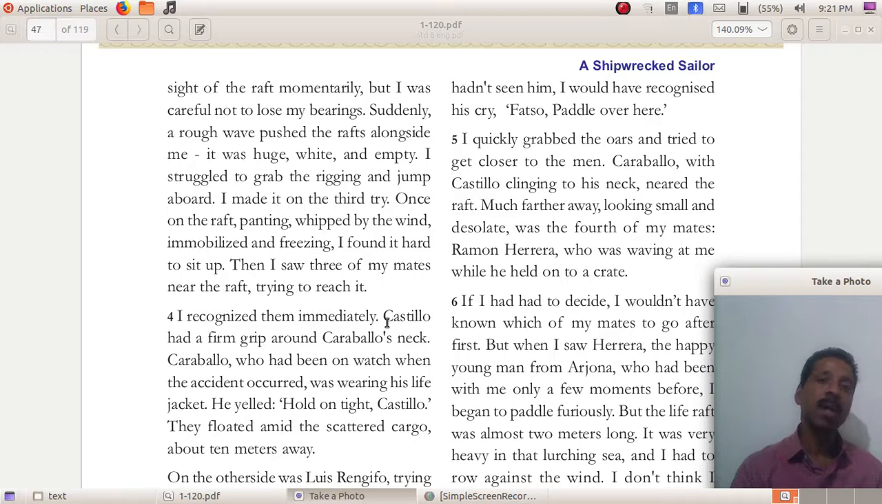So in the next part, his attempt to save his friends, what all things he did, what were the difficulties he had to face, whether he was successful in his attempt, whether he could save all of them. All these things are mentioned in the next part of the story. Okay, so that we will discuss in the next class.